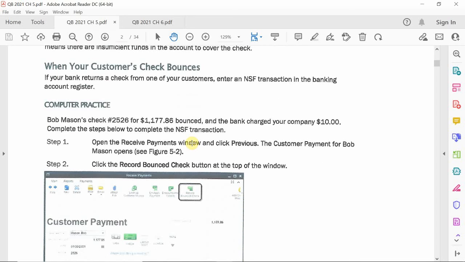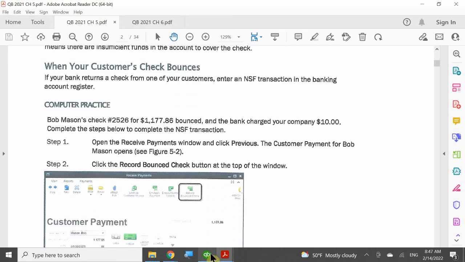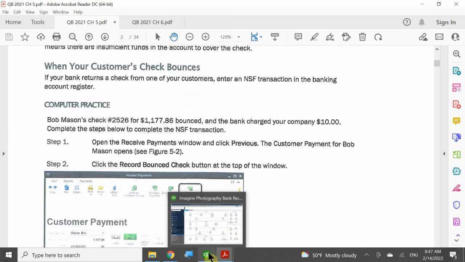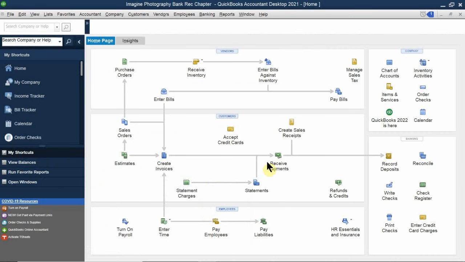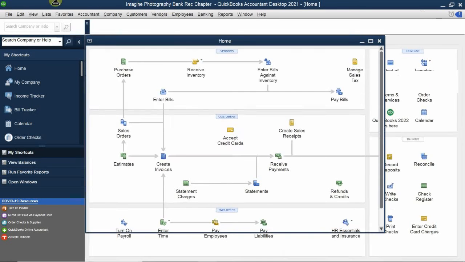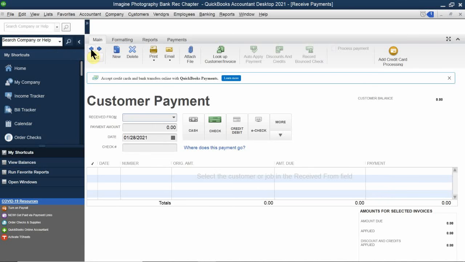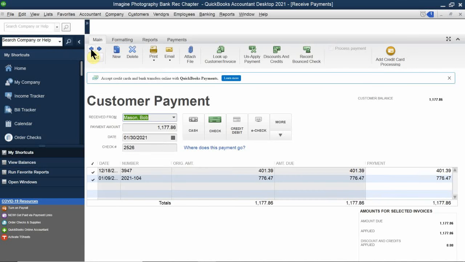We received a payment from Mr. Bob Mason. His check number is 2526. There are ways to look up where that is. You can figure it out through your receive payments. If you click receive payments and click the previous one, but if for any reason it isn't that previous one, then you want to locate the check in the customer center. In this case, there it is. It is the previous one.